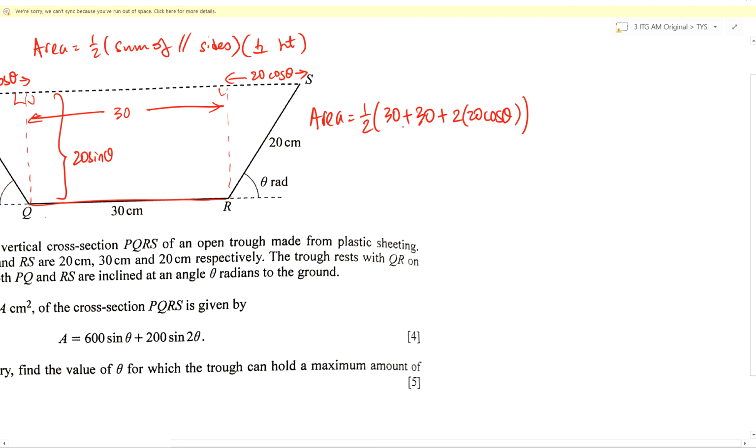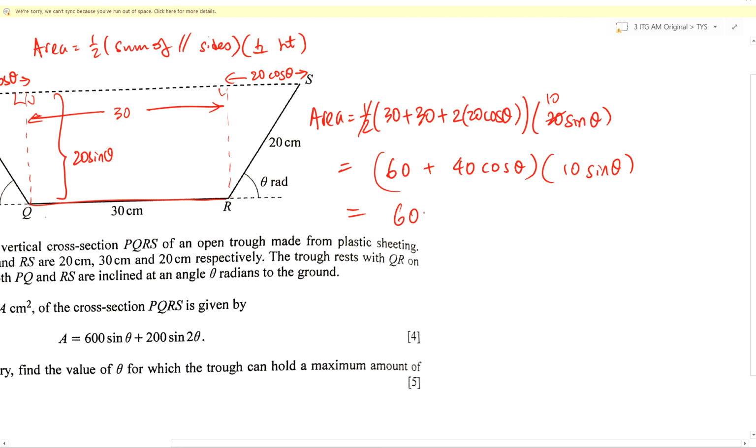So this is the sum of the parallel sides multiplied by 20 sine theta. Continue to simplify, expand and simplify. Half and 20, this becomes 10, this disappears. I now have 60 plus 40 cosine theta multiplied by 10 sine theta. Continue to expand. I get 600 sine theta, very happy. Plus 400 cosine theta sine theta.